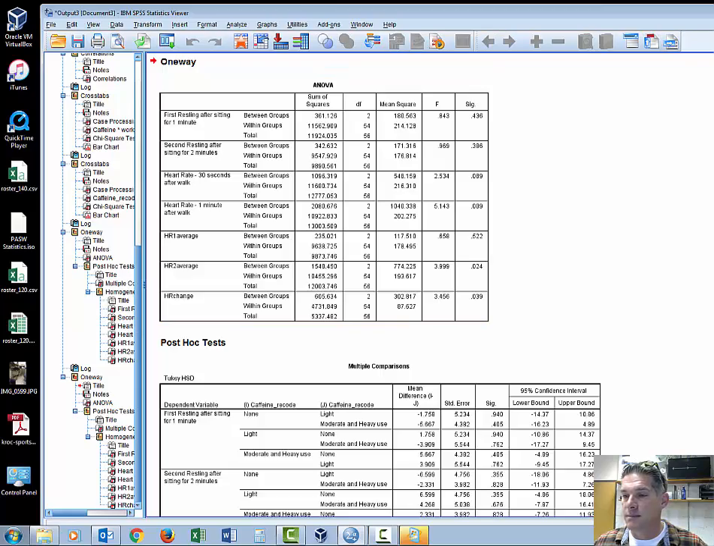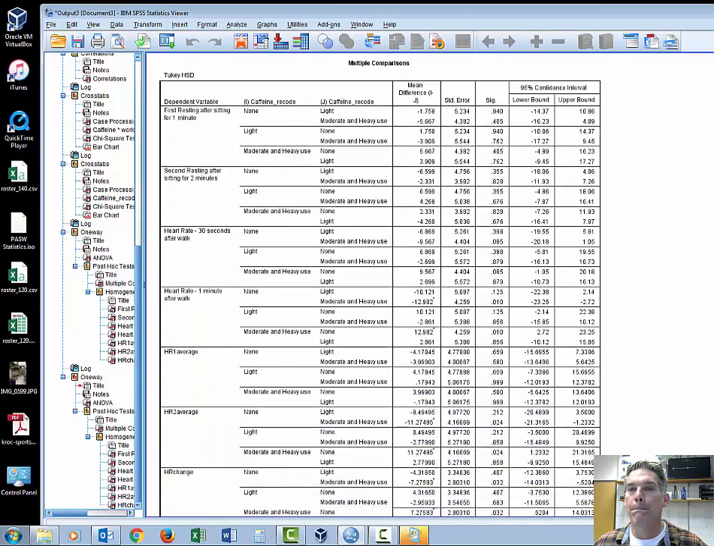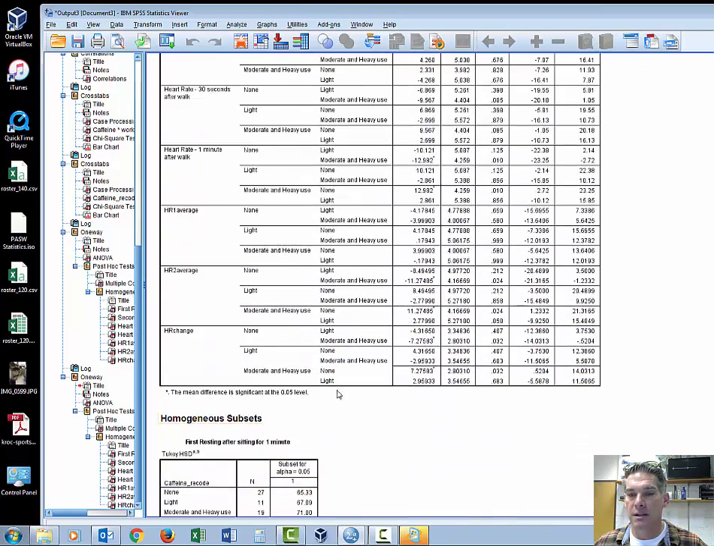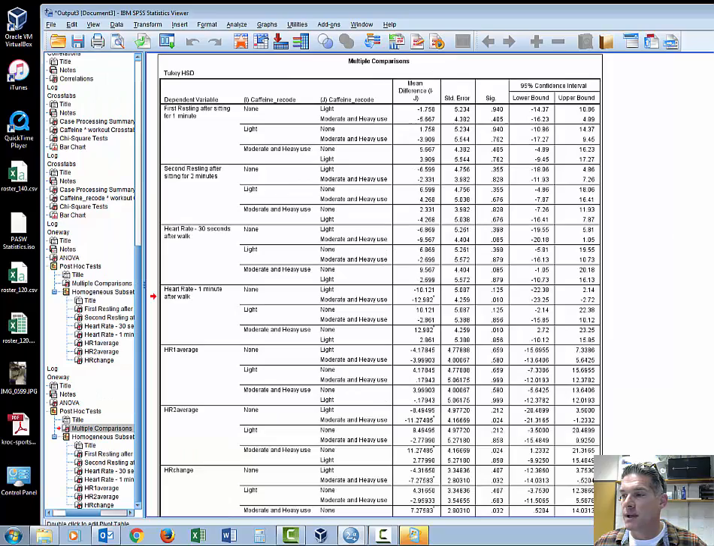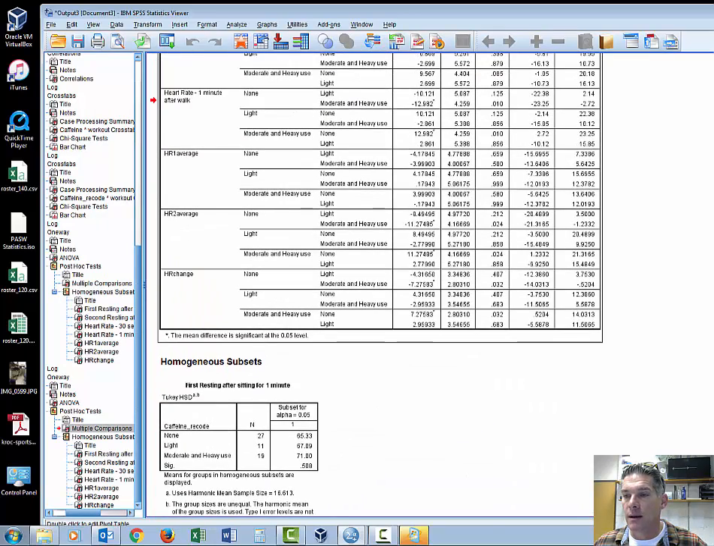We can look down at the t-test, and we're looking at heart rate change, this variable. None and light is not, but none and moderate and heavy is statistically significant. Light, move out of the way, double click. SPSS. Okay, light and moderate is not different. So moderate and none seems to be the difference.